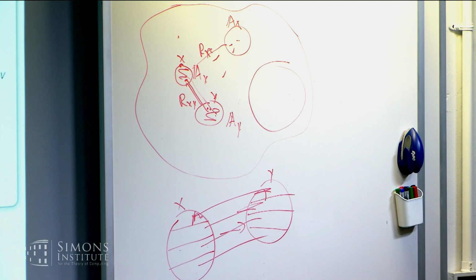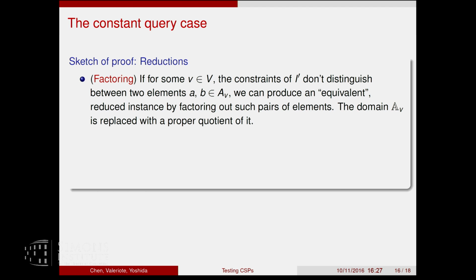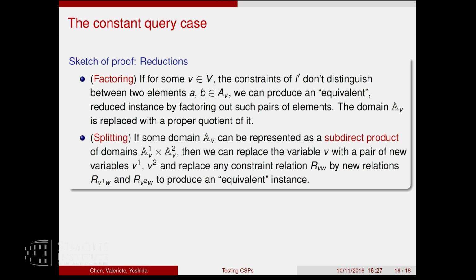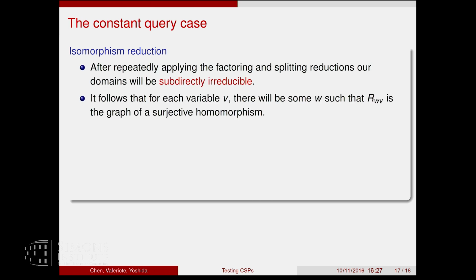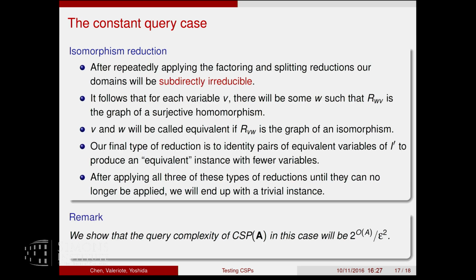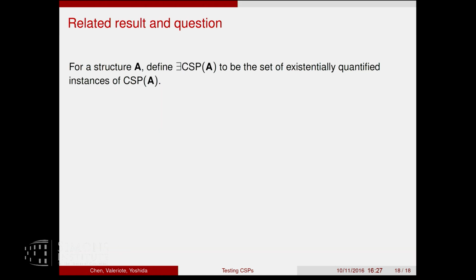So let me just skip over the sequence of reductions that allows us to transform this into essentially a transparent instance. I just mentioned those things in passing, but in the end we get the following kind of result: if our template has these two nice polymorphisms, then the query complexity will be constant and on the order of this. Of course, as epsilon gets smaller, we'll need to sample more points, and it grows in this way. Just to wrap up then, it's a one-sided error tester as well.